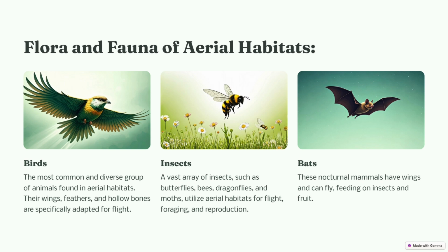So we also have the flora and fauna of aerial habitats. We have the birds, the most common and diverse group of animals found in aerial habitats. Their wings, feathers, and hollow bones are specifically adapted for flight. We also have insects, a vast array of insects such as butterflies, bees, dragonflies, and moths utilize aerial habitats for flight, foraging, and reproduction. And bats, these nocturnal mammals have wings and can fly, feeding on insects and fruit.